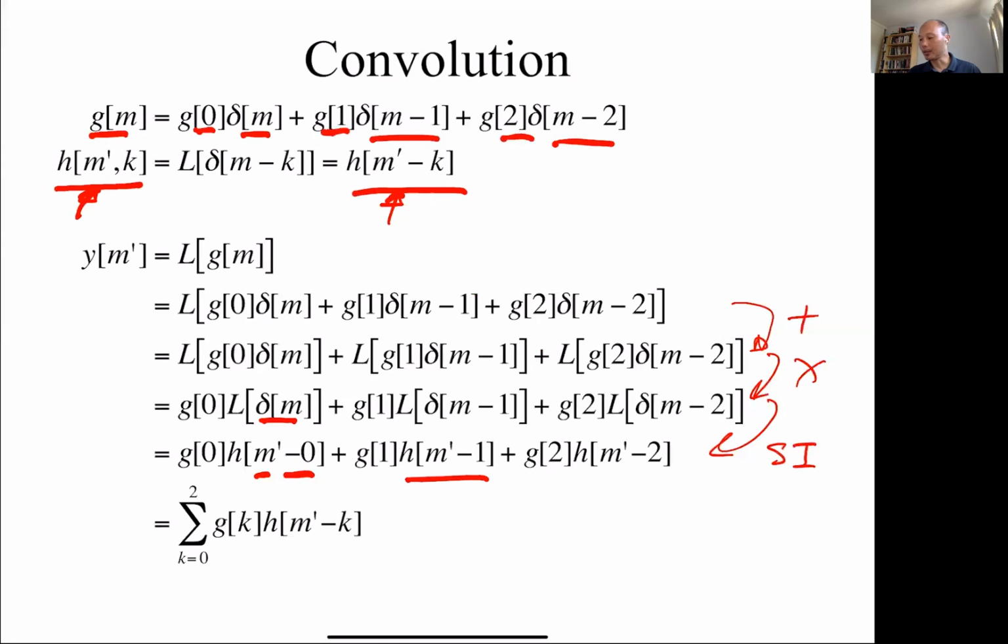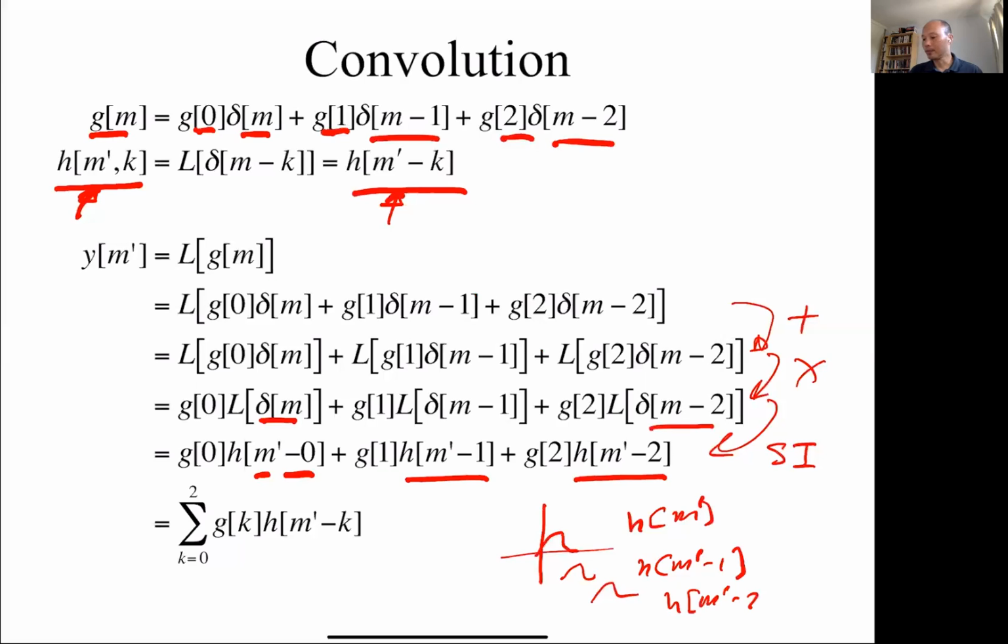Okay, and the response to this one is just the same response shifted by 2. So that's exactly the same thing we saw before: as we move the delta functions, the shape of the response stays the same, but it's just shifted in space. So this would be h of m prime, this would be h of m prime minus 1, this would be h of m prime minus 2. And so if we do that, we end up with this very nice result that we can write in this form, and this is what's known as the convolution sum.